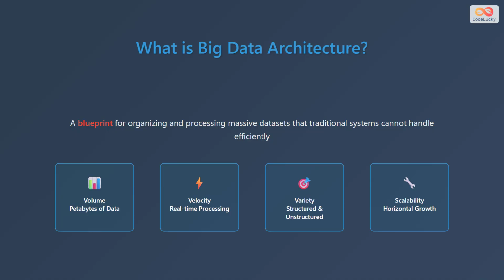Key point number 1 is volume. Big data deals with petabytes of data. Key point number 2 is velocity, emphasizing real-time processing. Key point number 3 is variety, addressing both structured and unstructured data. Key point number 4 is scalability, focusing on horizontal growth to accommodate increasing data volumes.